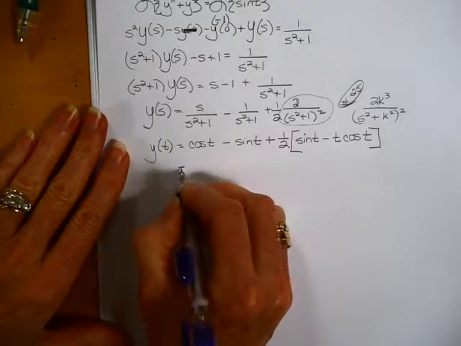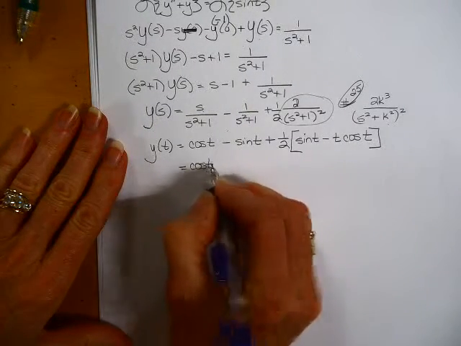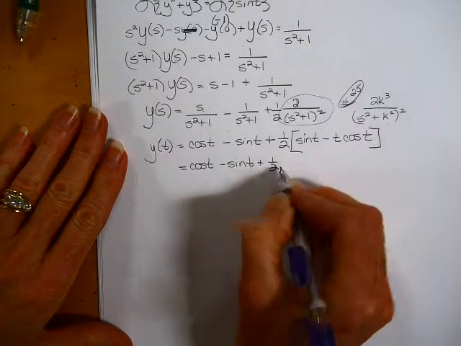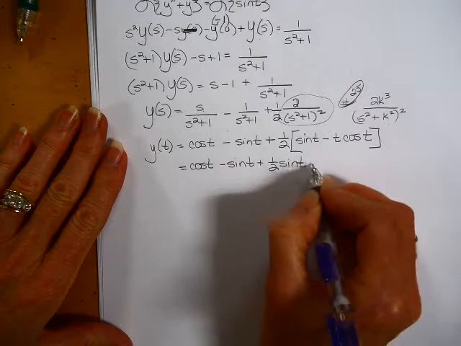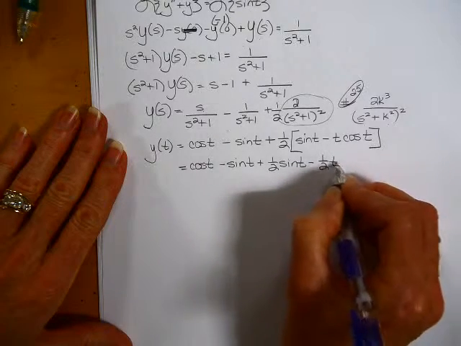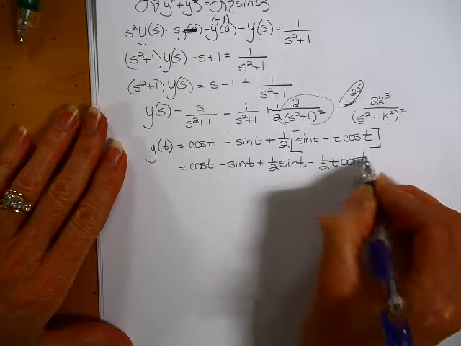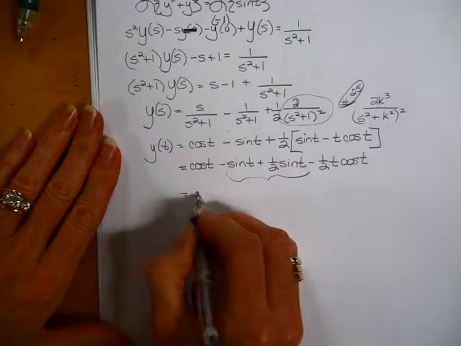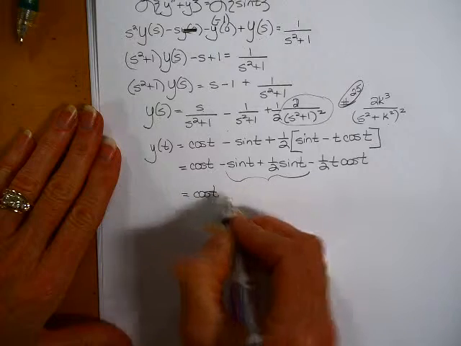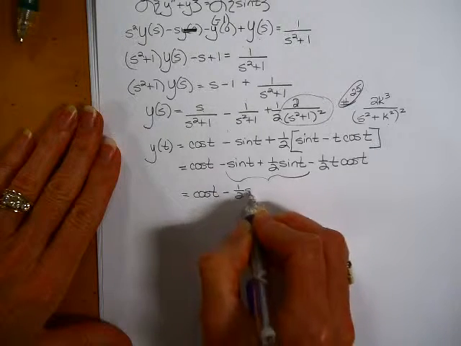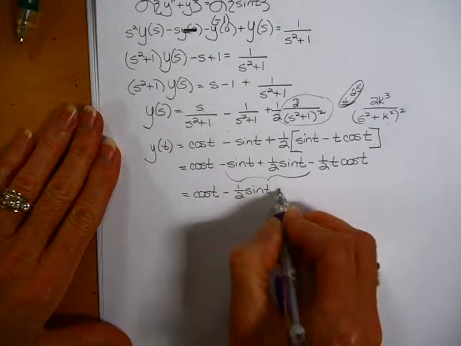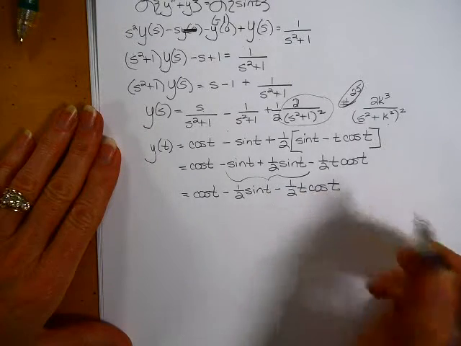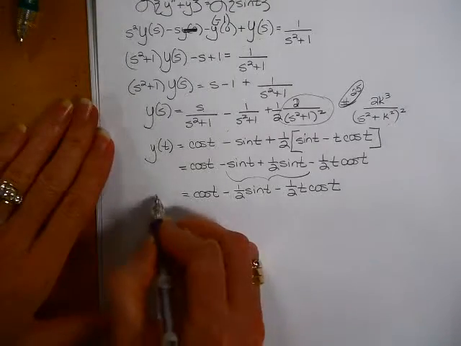And then you can combine some of this. Cosine t minus the sine of t plus 1/2 sine of t minus 1/2 t cosine of t. Those two combine, and I have the cosine of t minus 1/2 sine of t minus 1/2 t cosine of t. And that is your answer.